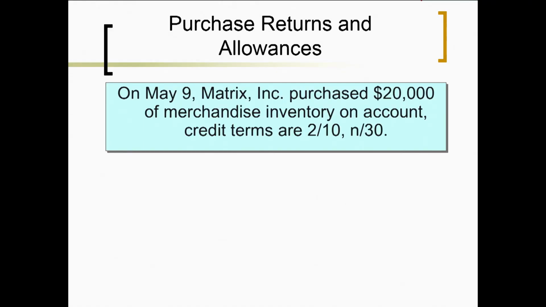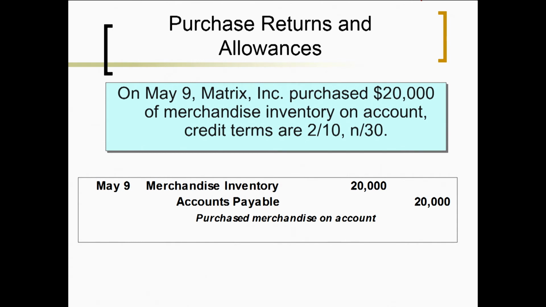Let's take a look how this would be accounted for. All right, on May 9, Matrix, that's us, we purchased $20,000 of merchandise inventory on account. Credit terms are 2/10, net 30. So we debit merchandise inventory, we credit AP for 20 grand, correct? This is on May 9th. By the way, if it's 2/10, net 30, what day do we have to pay by to enjoy that discount? May 19th. The 19th, keep that in mind.